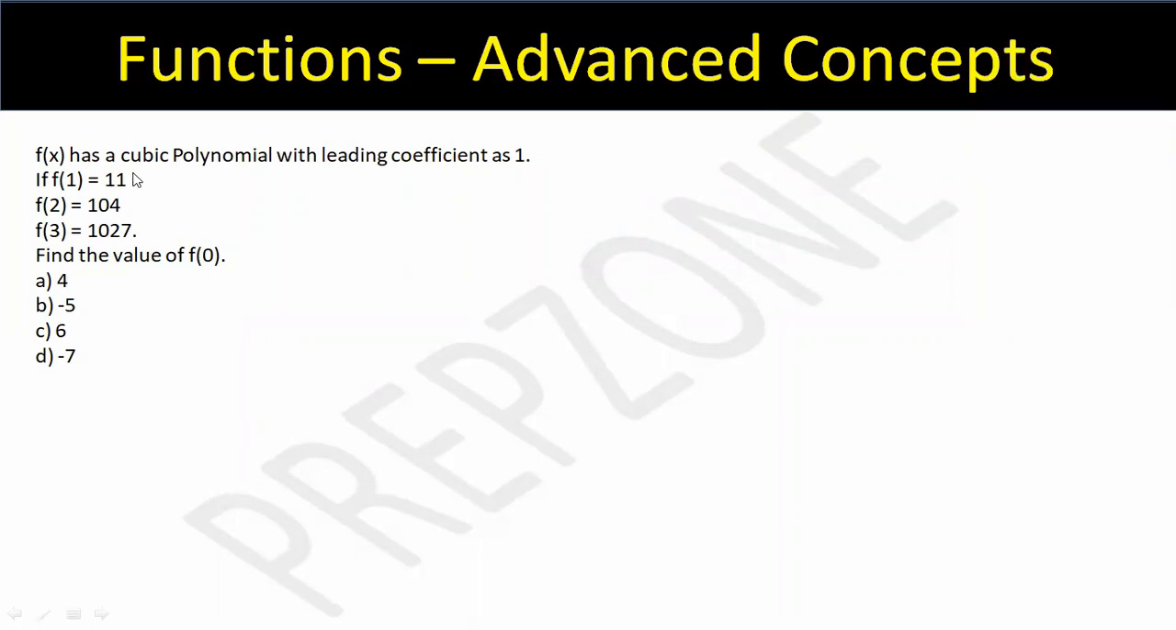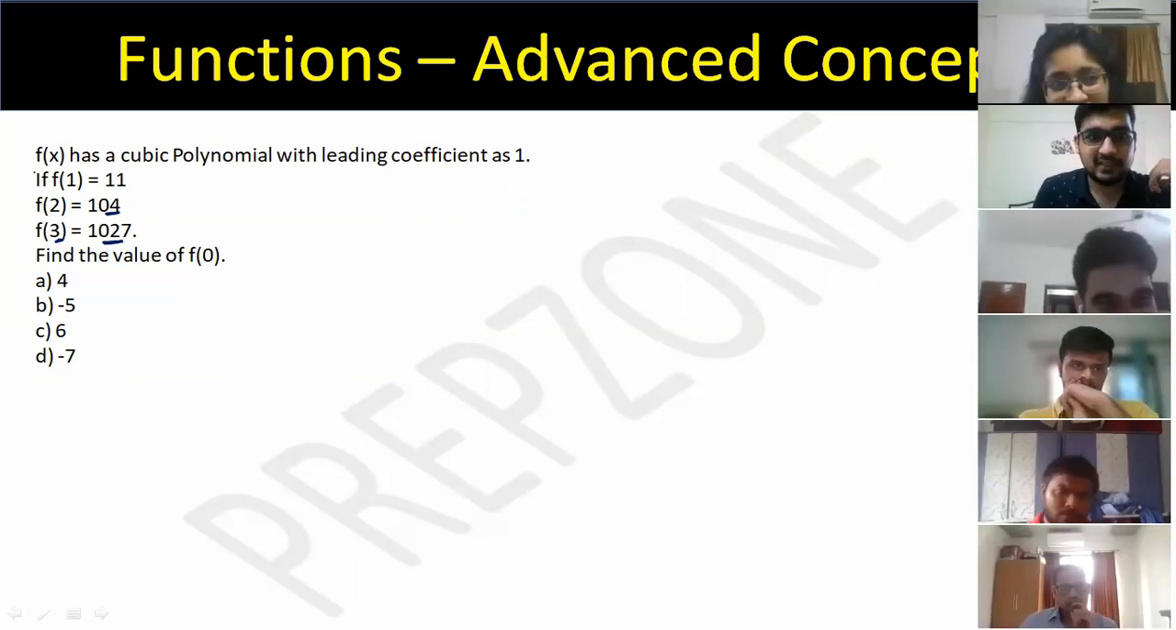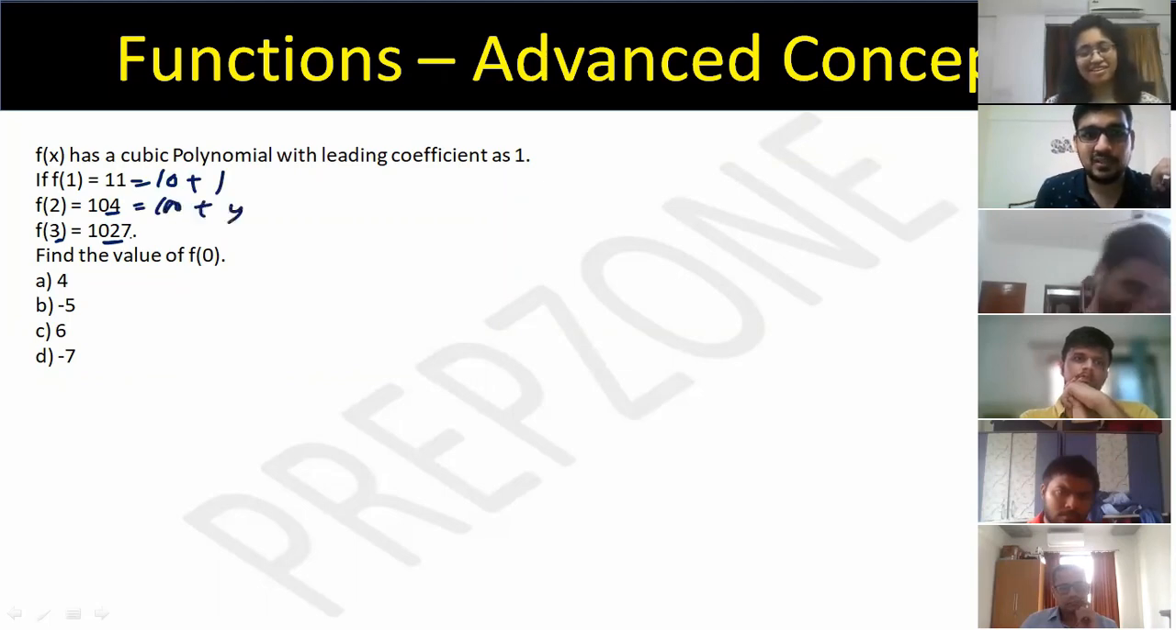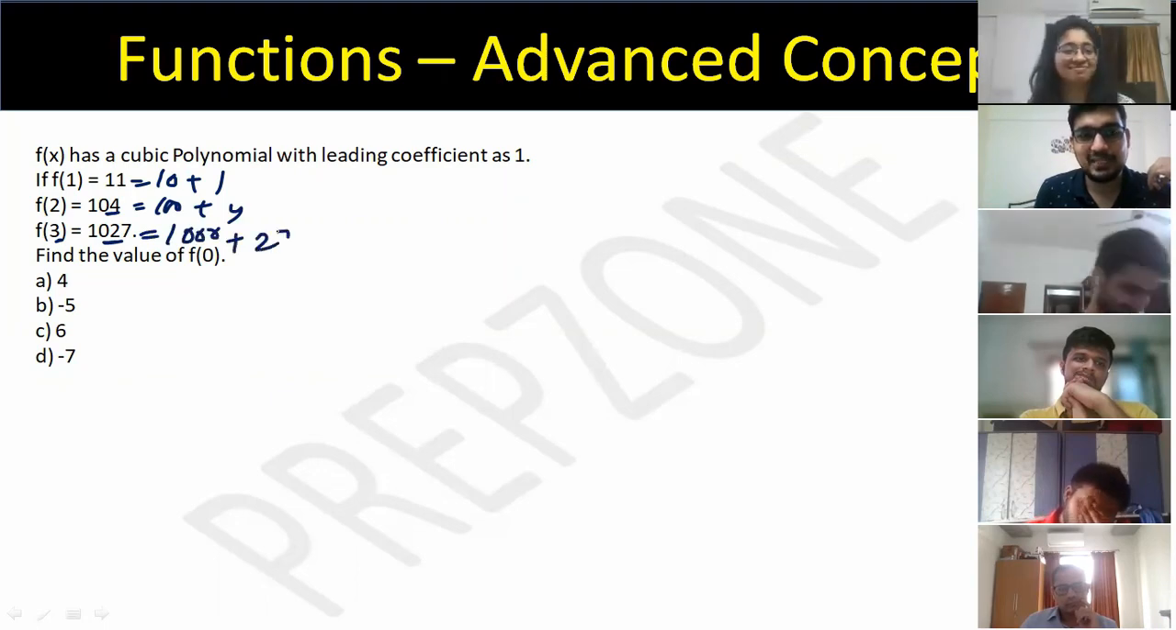F of 1 is equal to 11. जब 1 है, then it is a 2-digit number, right? 11. जब it is 2, it is 104. When it is 3, it is 1027. That is the hint of this question. See, when it is 1, it is 11. So it is nothing but 10 plus 1. When it is 104, it is nothing but 100 plus 4. When it is 1027, it is nothing but 1000 plus 27.